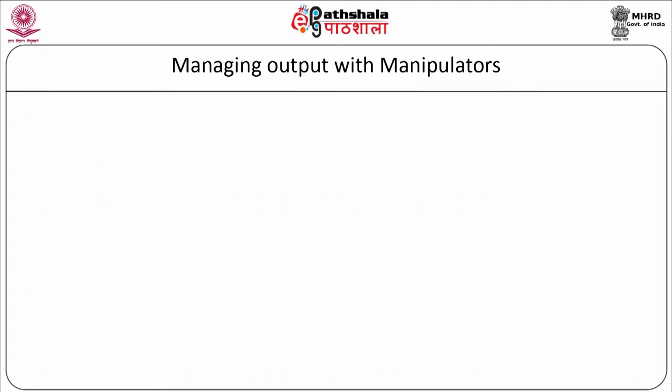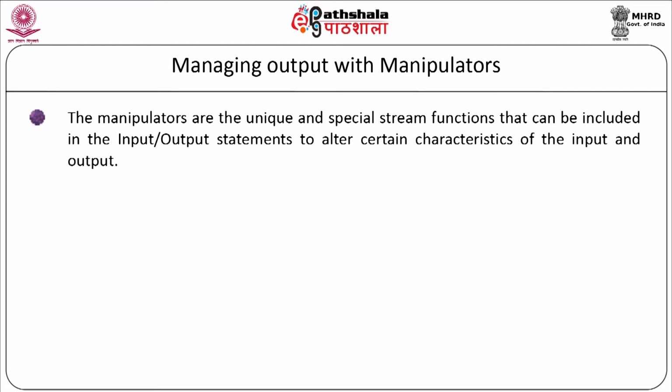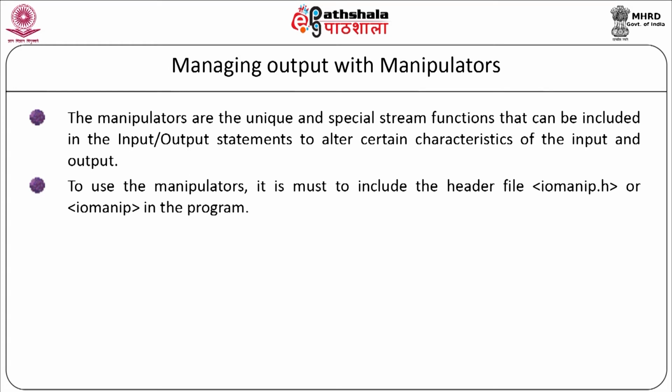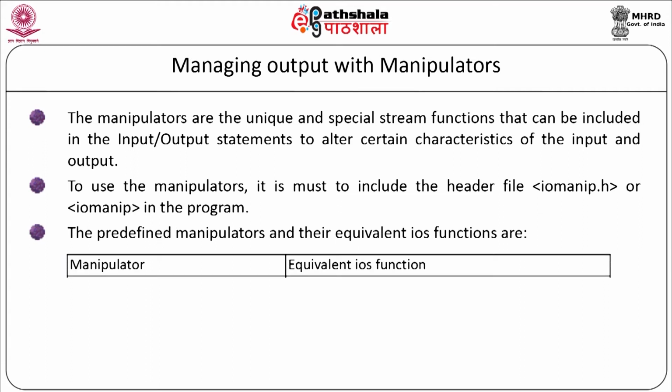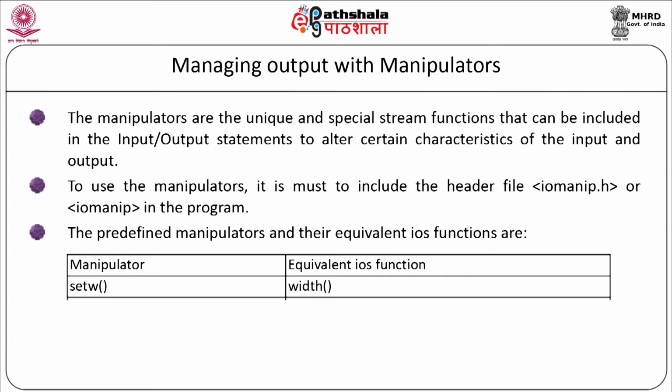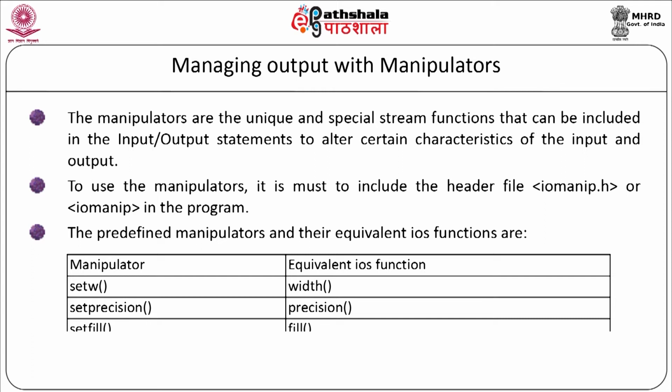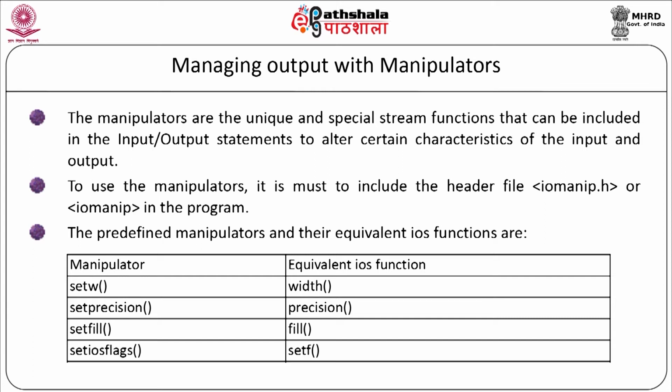Managing output with manipulators. Manipulators are unique and special stream functions that can be included in the input and output statements to alter certain characteristics of the input and output. To use the manipulators, it is a must to include the header file iomanip.h or iomanip in the program. The predefined manipulators and their equivalent ios functions are shown in the following table. The manipulator is setw and its equivalent ios function is width. Setprecision, precision; setfill, fill; setiosflags, setf; resetiosflags, unsetf.